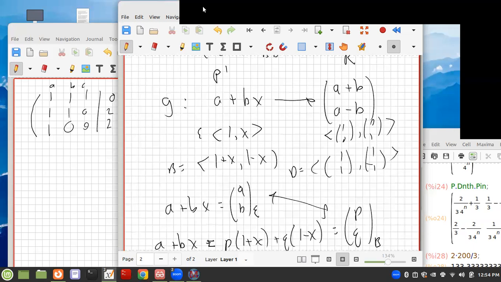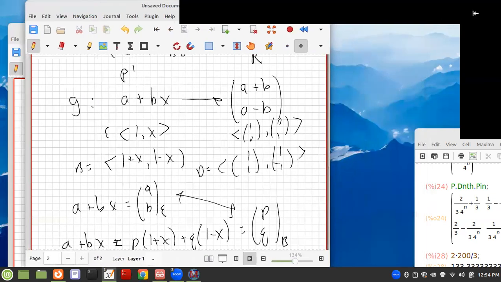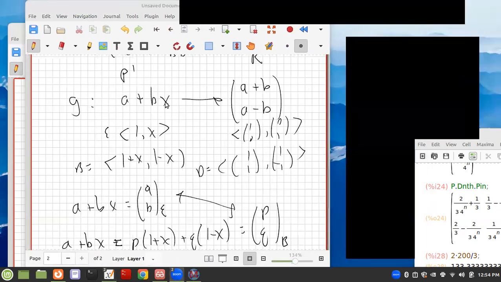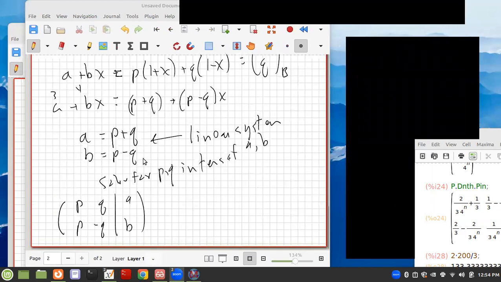Okay, so that was like a whirlwind tour of maps to matrices. And you could have matrix to maps, where you're given the matrix, and you find the map just by acting on the vectors in a given basis.